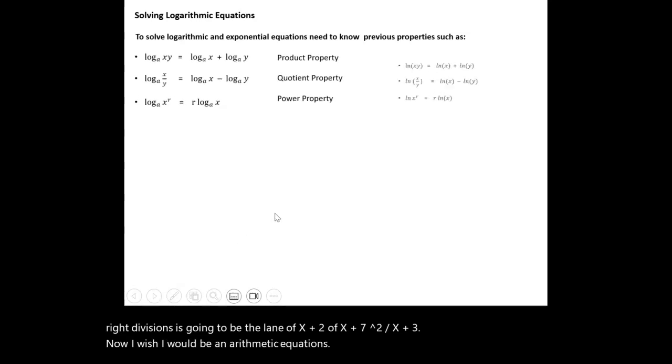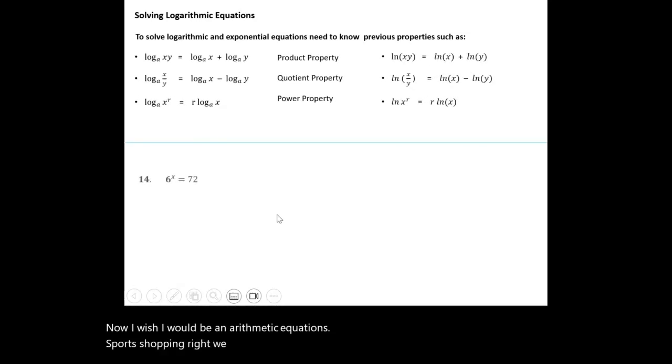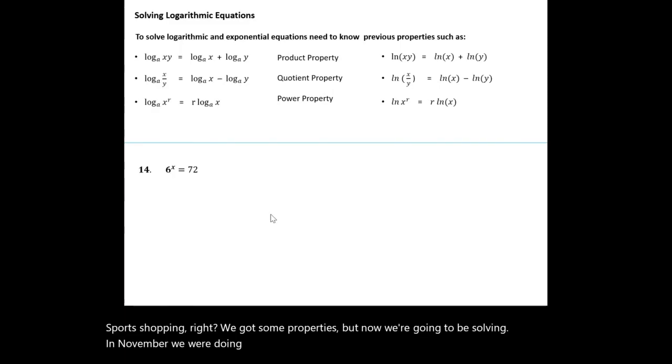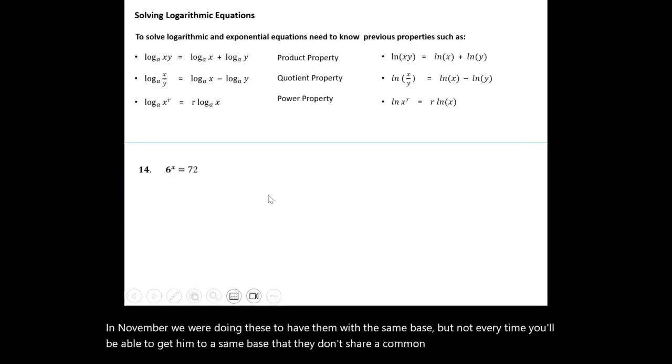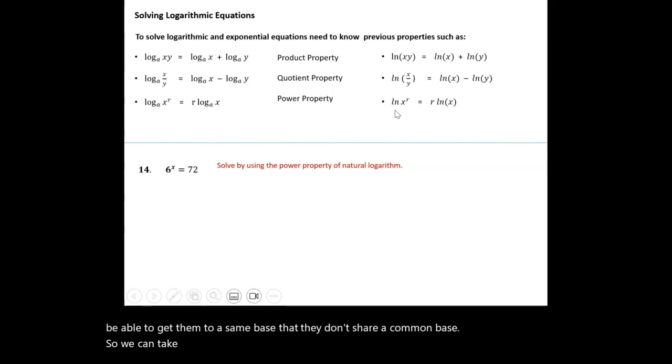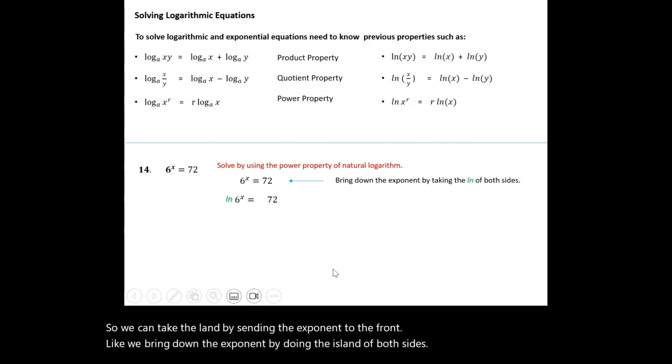Now we're solving logarithmic equations. So we got the same properties, but now we're going to be solving. Because remember, we were doing these to have them with the same base, but not every time you'll be able to get them to a same base, that they don't share a common base. So we can take the ln by sending the exponent to the front. We bring down the exponent by doing the ln on both sides. Now we apply the power property, and the exponent goes to the front.